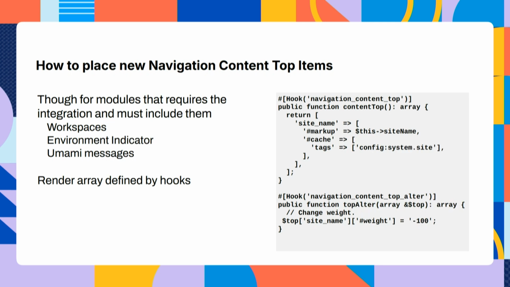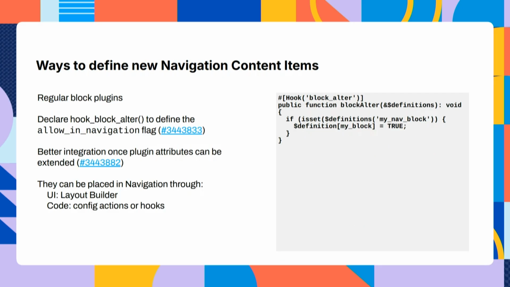or I don't know, other modules that added some messages in the toolbar in the past, now in the navigation. And basically, this is a render array that you can define in your own hook. You have the navigation content top hook. You have an example there. It's pretty straightforward. Just implement the hook and add a render array, and your content will appear in that region. Or if you want to alter, you have the navigation content top alter hook to handle that.